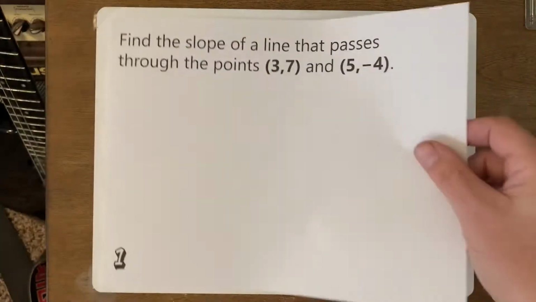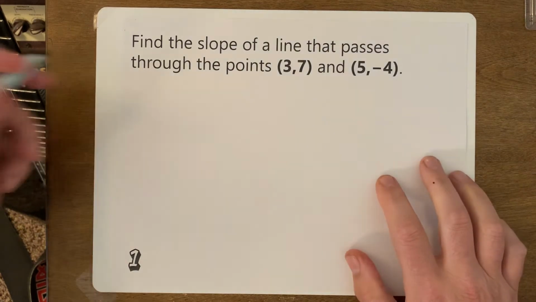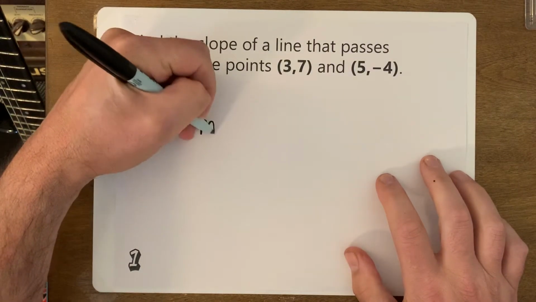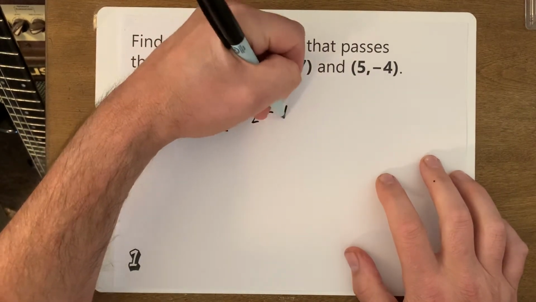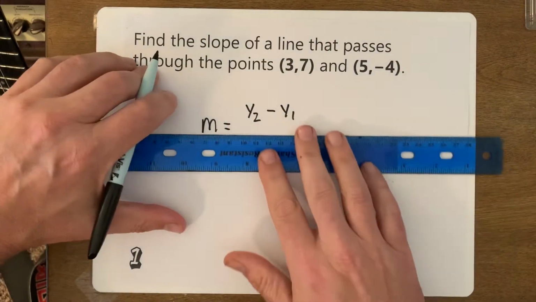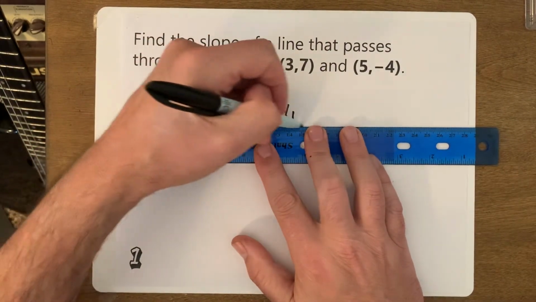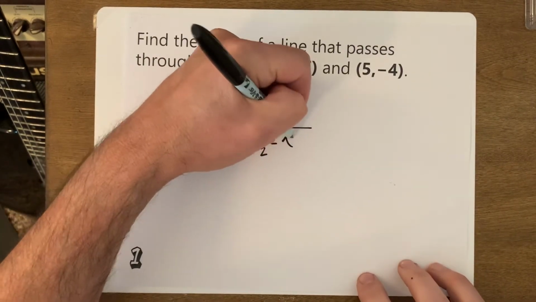The first one we're going to take a look at says, find the slope of a line that passes through the points 3, 7, and 5, negative 4. Our job is to plug those values in. In this first one I'll actually write the formula out: y sub 2 minus y sub 1, over x sub 2 minus x sub 1.